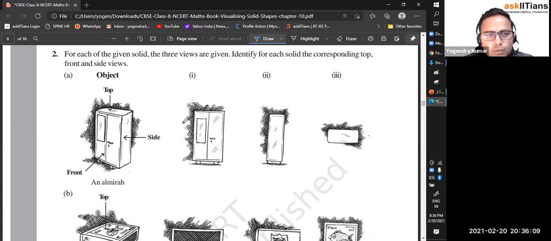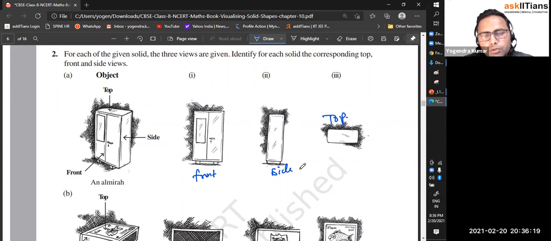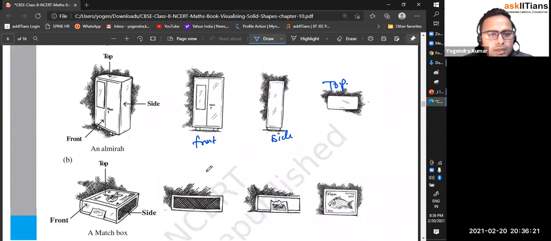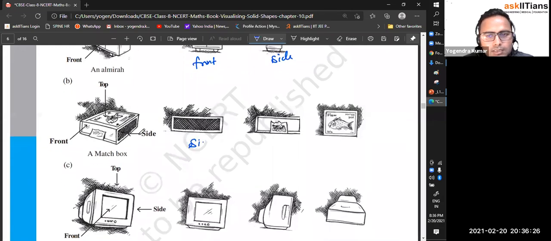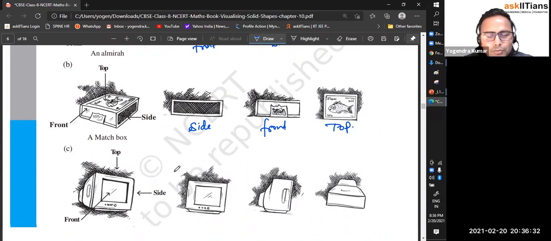Okay, now Almira, this is the front view. Now they're asking what view is there. This is what? Front view. Now this is what? Side view. Now this is what? Top view, right? This one. Now here, matchbox. Okay, side. This is what? Front. And this is what? Top, right? I hope you're getting it.